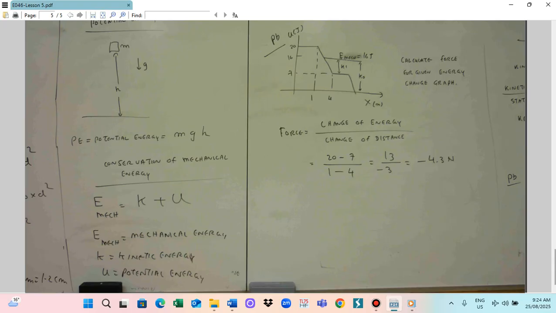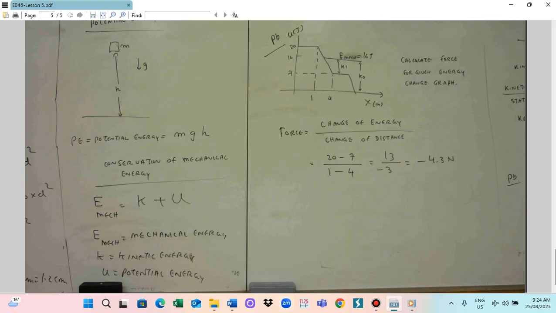In this case, our initial potential energy is 20 joule, and the final potential energy goes down to 7 joule. The initial distance is 1 meter and the final distance is 4 meter. So that will be minus 13 divided by 3, so minus 13 by 3 Newton. This force will act on the object, so the energy will be changing. From this graph, we can calculate the force as the change of the energy divided by the change of the distance.